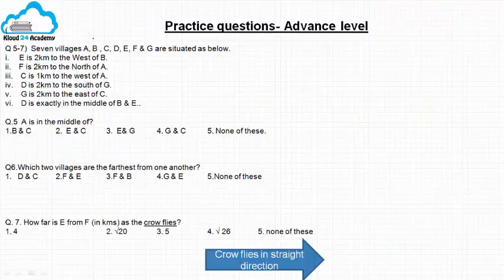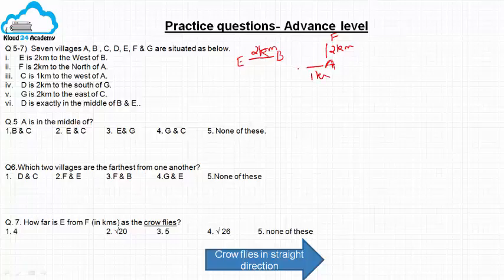Next question. 7 villages A, B, C, D, E, F and G are situated as below. E is 2 kilometers to the west of B. So B is here. E is 2 kilometers to the west of B. F is 2 kilometers to the north of A. So if A is here, F is 2 kilometers to the north of A. C is 1 kilometer to the west of A. So A is here, to the west of A, 1 kilometer, it's C. D is 2 kilometers to the south of G. So if G is here, D must be downwards 2 kilometers.